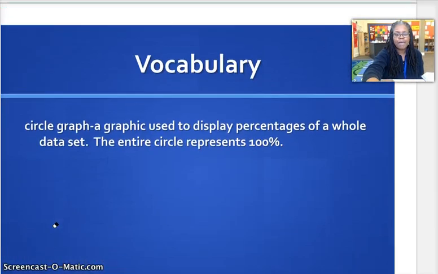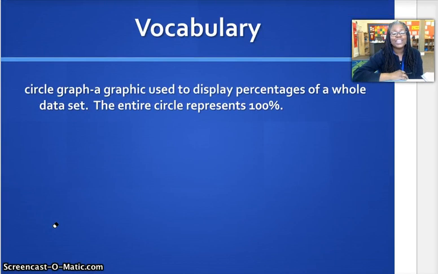The first vocab and the only vocab word we have is circle graph. It's a graphic used to display percentages of whole data sets. So the entire circle should represent 100%. Let's see if we can actually create a circle graph for ourselves.